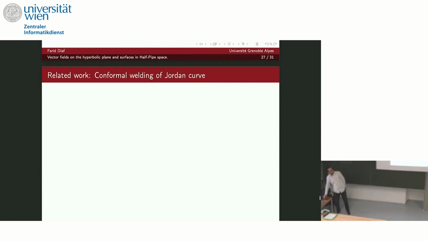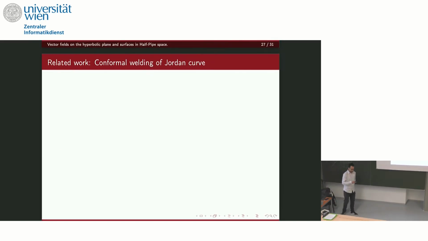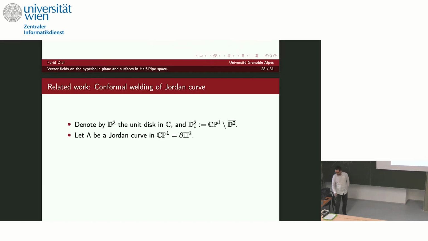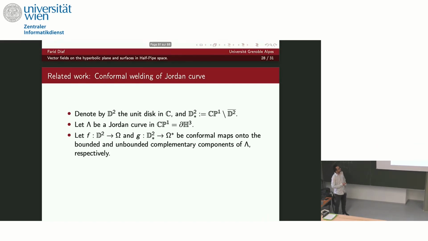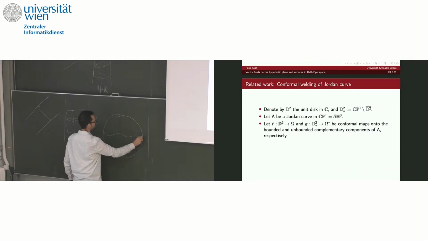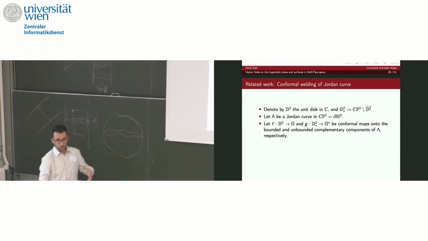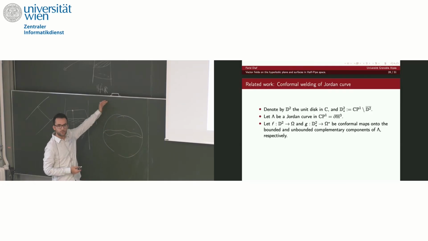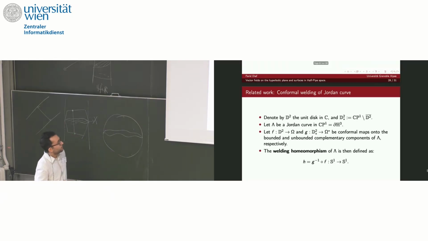And to talk about this, I need to recall the conformal welding construction. This is the way to get a homeomorphism from a Jordan curve. Let D2 be the unit disk in C and D2 star the complement. Then for any Jordan curve in CP1, this is the sphere S2 and we have a Jordan curve. It splits the sphere into two connected components, which are topologically disks. By the uniformization theorem, there are conformal maps sending one to the disk and the other to the other disk.